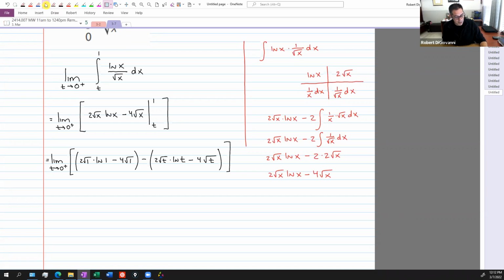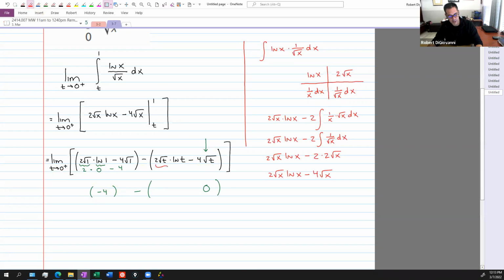Let's see what happens here. If I try and evaluate this, this is just 2 times natural log of 1 is 0. So 2 times 0 is 0, minus 4 times the square root of 1, that's just 4. So we get 0 minus 4, it's -4 here, right? That's what I get for this first piece. Minus, now over here, we've got some issues. When t goes to 0, let's talk about this one. When t goes to 0, that just becomes 0. So we're not real worried about that.